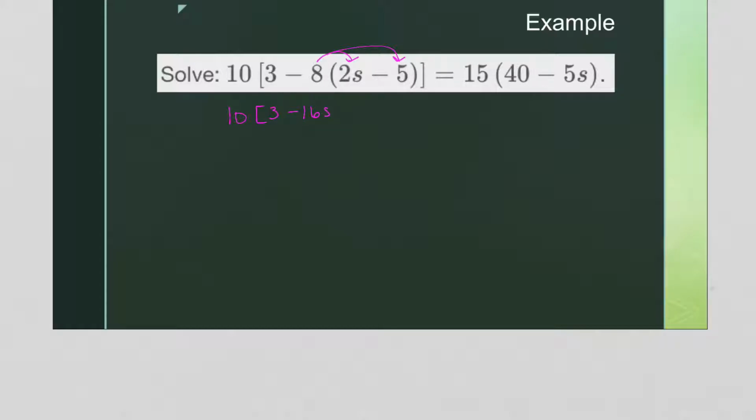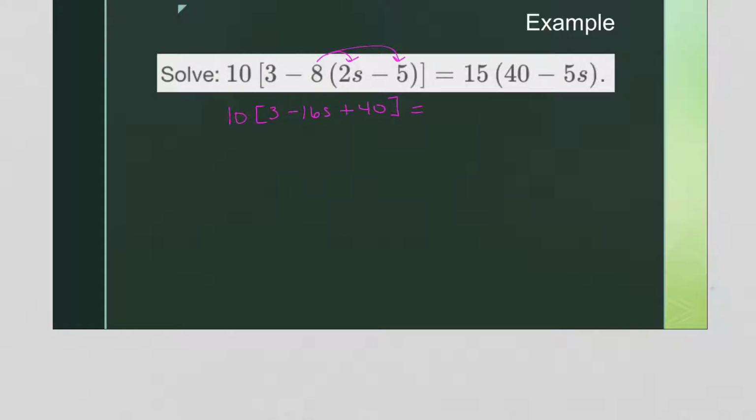Don't let your s look like a 5. If you are at risk of your s looking like a 5, make that s an x. I really hate using the variable s anyway. All right, so negative 8 times negative 5 is a positive 40. And I'm going to close the bracket. We got rid of the parentheses by distributing.